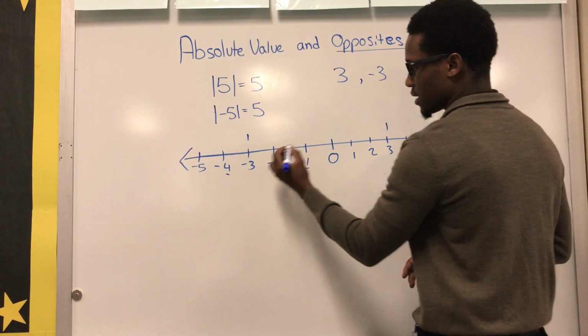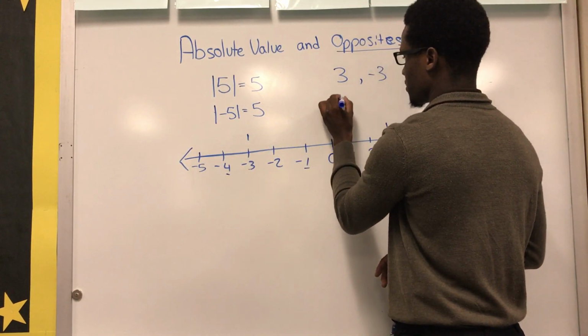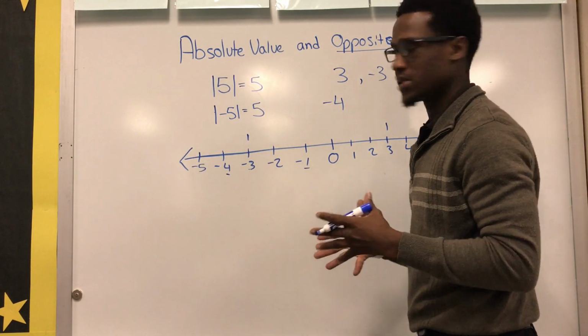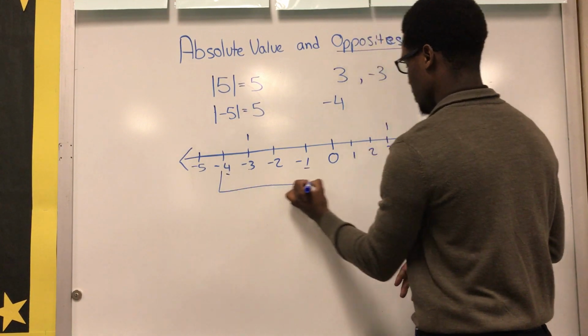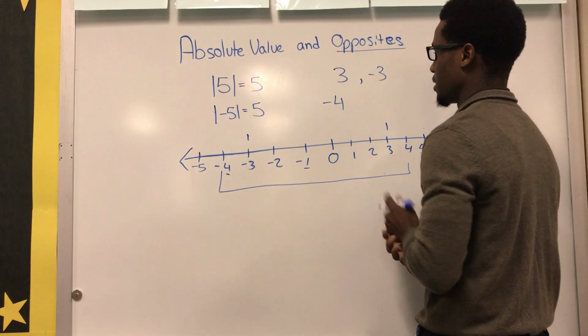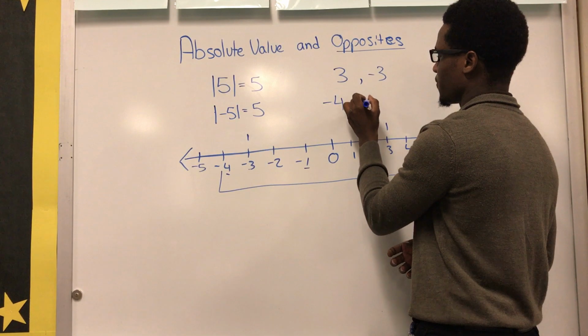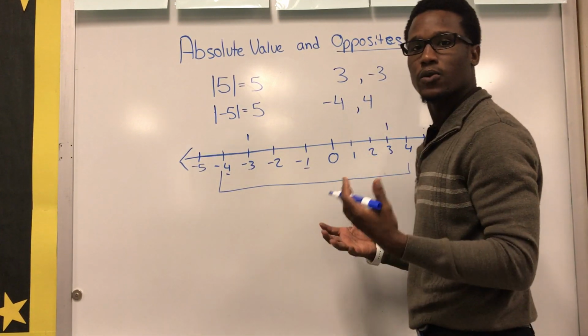Now, if we take -4, for example, and we're trying to find the opposite of -4, then we're going to find -4 and look to the opposite side of the number line. So then the opposite of -4 is going to be equal to 4.